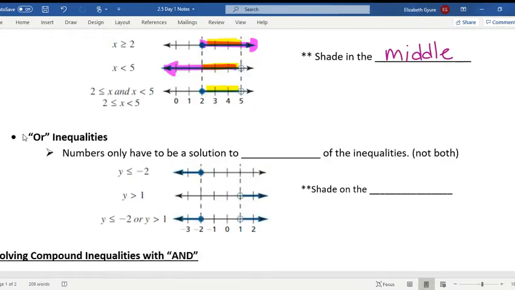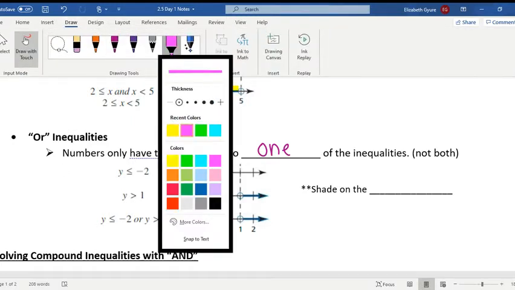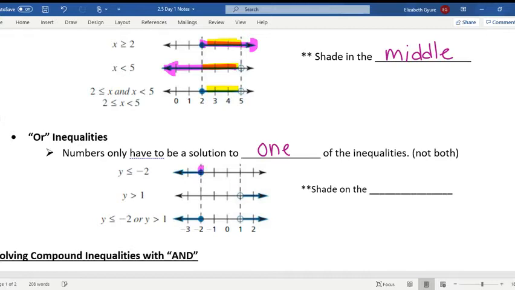All right, so or inequalities then, this means the numbers only have to be a solution to one of the inequalities, not both of them. So that means if you have something like y is less than or equal to -2, you would have your closed circle at -2, and then it would be shaded to the left. And then if you had y is greater than 1, you'd have your open circle at 1, and you'd shade to the right. Now, if you look at these, look in the middle, do they overlap at all?